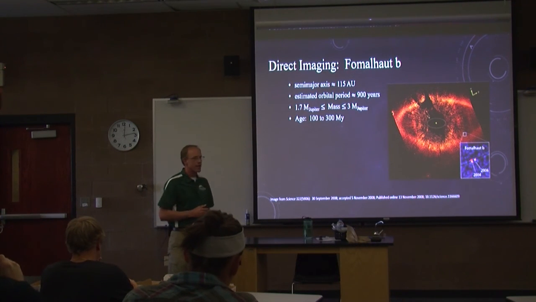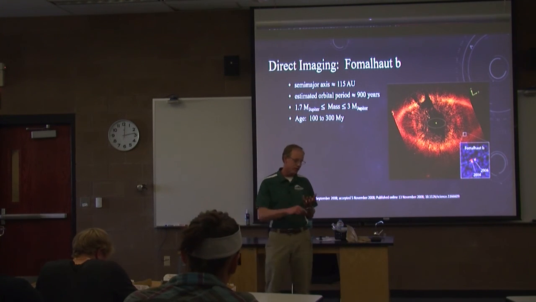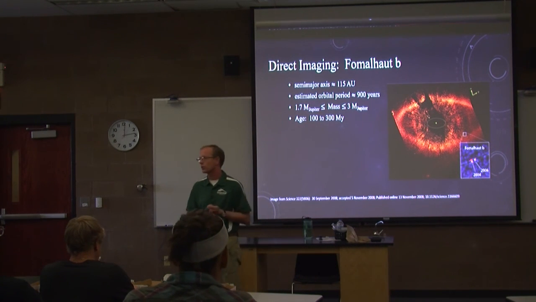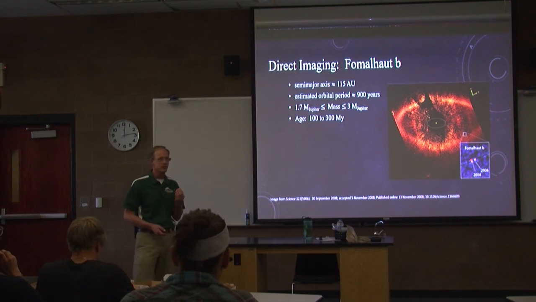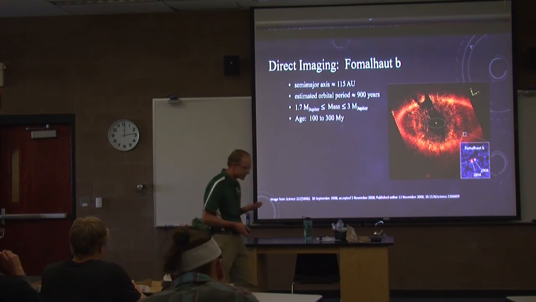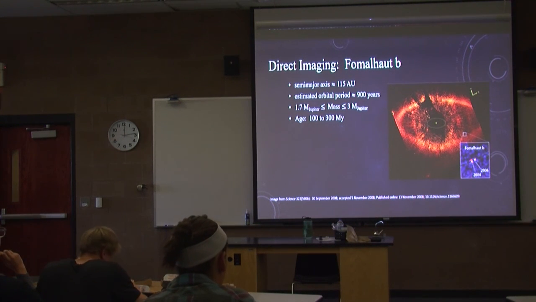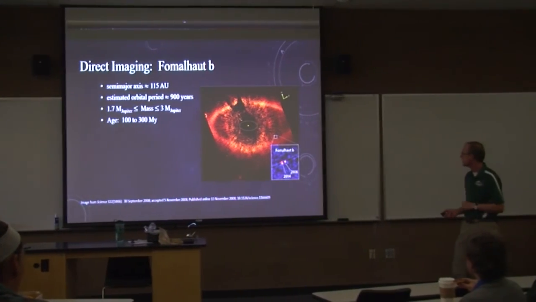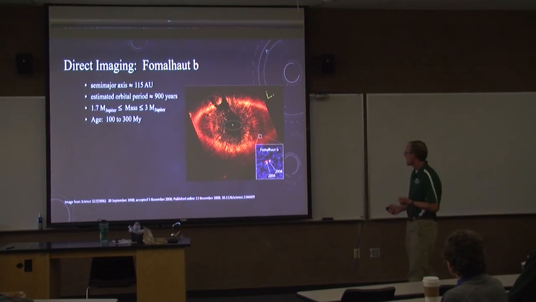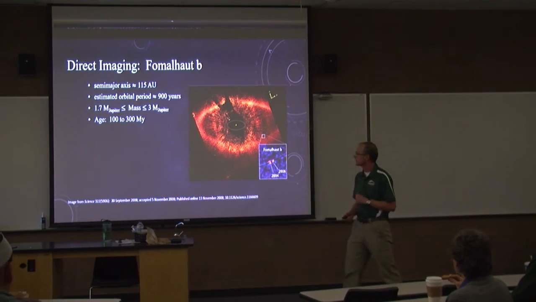So AU is astronomical units, and an astronomical unit is just defined based upon the average distance between Earth and the Sun. So if you compare this, that planet is orbiting 115 times further away from its star than we are away from our Sun. Its estimated orbital period is 900 years, and part of the reason that you have to estimate those types of things, obviously, is we don't get to watch it go through one complete period. They did measurements about 21 months apart in 2004 and in 2006, and in this blow-up region right here, what you see is the planet moving from one spot to another.